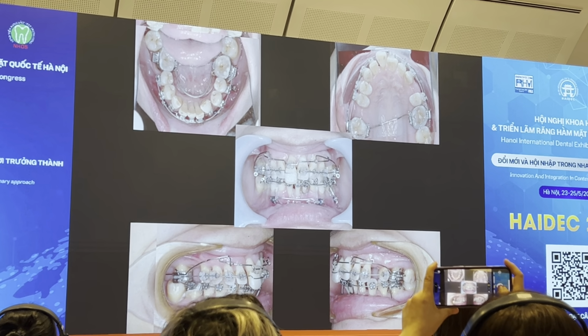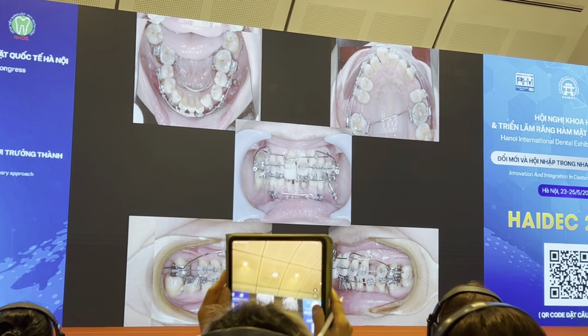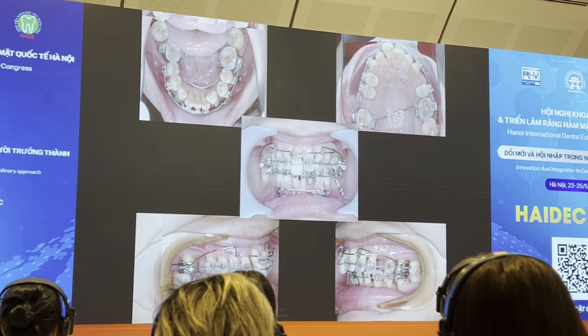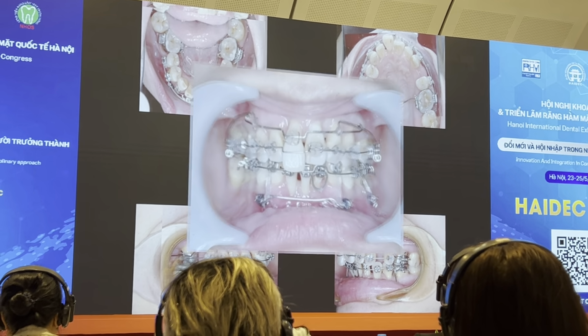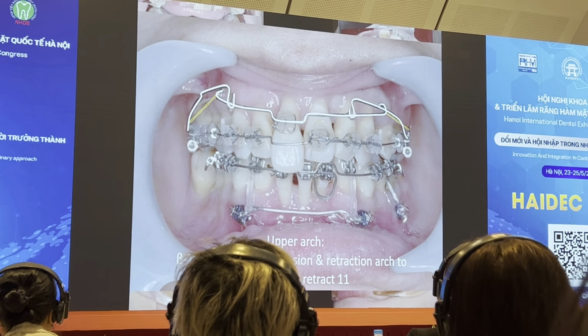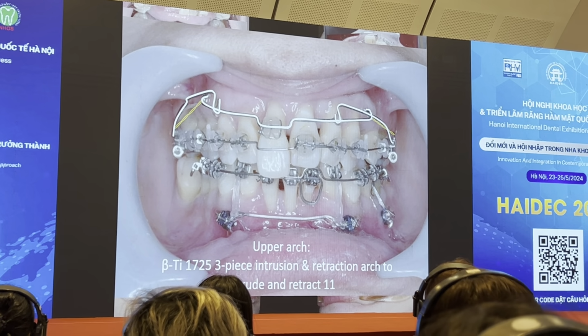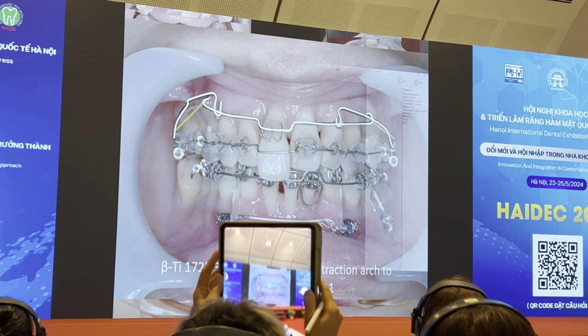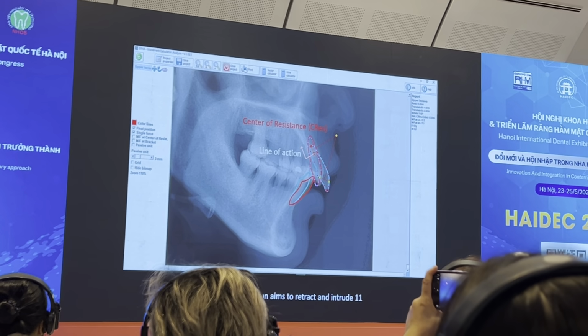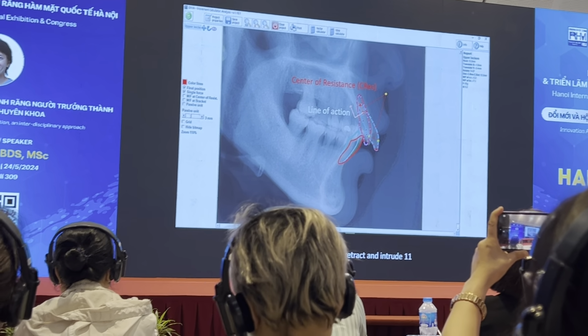As the treatment proceeds on the upper arch, we can see that sufficient space was generated for the leveling and alignment of the 1-1. Beta titanium 1725 three-piece intrusion retraction arch was used to intrude and retract 1-1. And the line of action that was produced followed the mechanical plan created using the Dental Movement Analyzer.